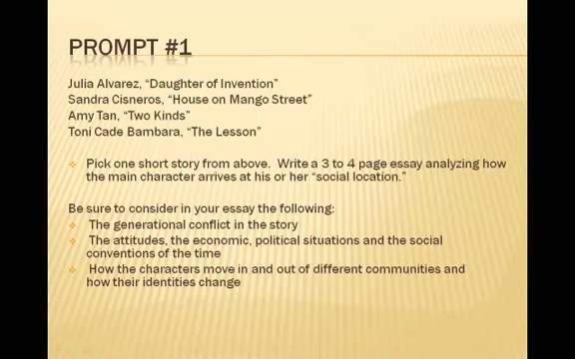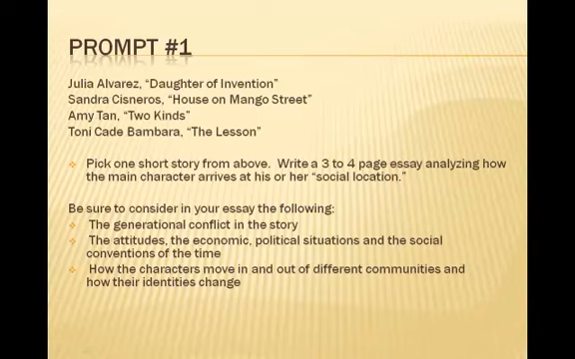The stories for Prompt 1 are Daughter of Invention by Julia Alvarez, House on Mango Street by Sandra Cisneros, Two Kinds by Amy Tan, The Lesson by Toni Cade Bambara. Pick only one short story from above and write a 3 to 4 page essay analyzing how the main character in that short story arrives at his or her social location.